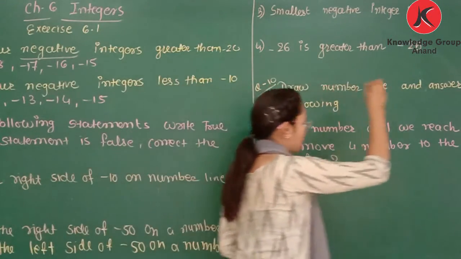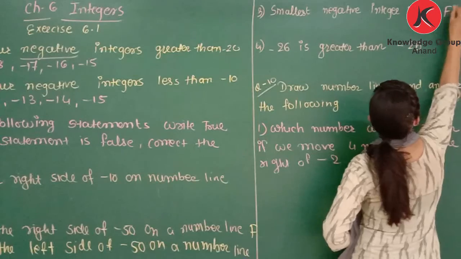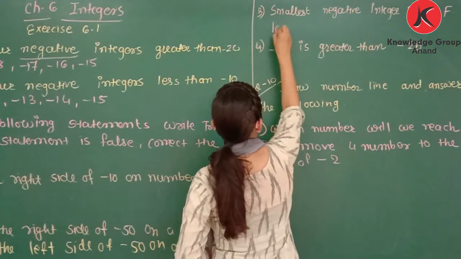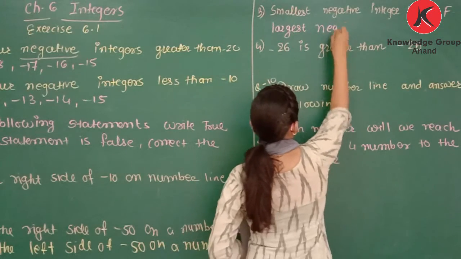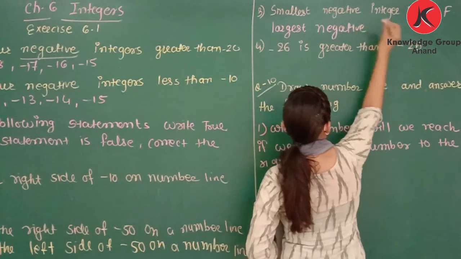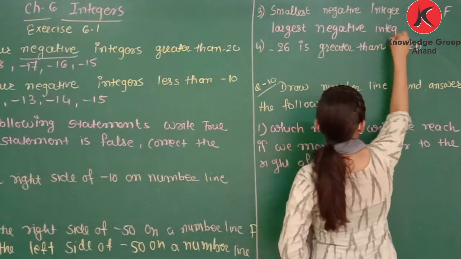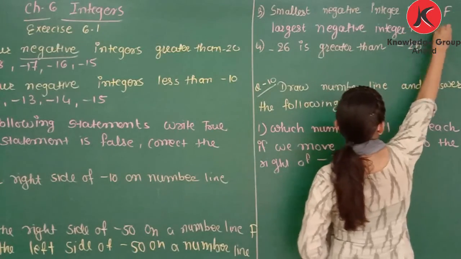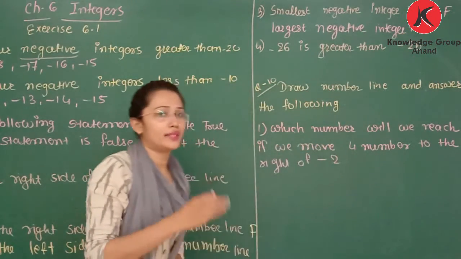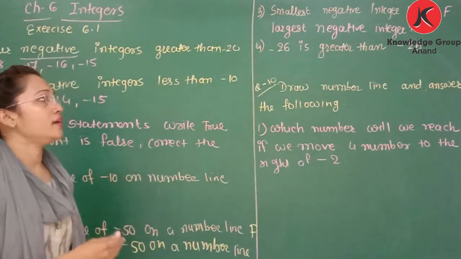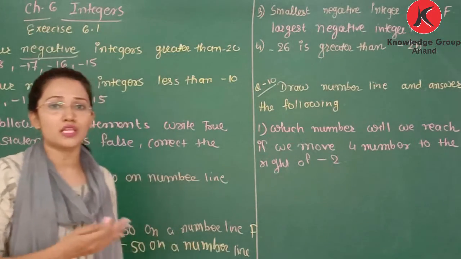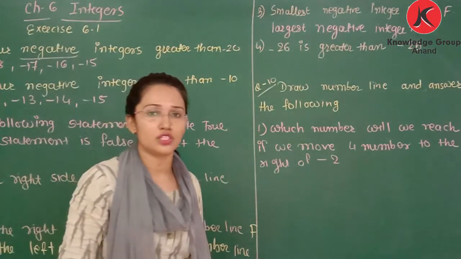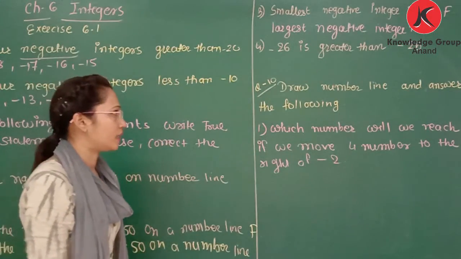So the statement is false. Why? Because the largest negative integer is -1, because all numbers that are negative other than -1 are less than -1. -1 સિવાયના બધા જ નેગેટિવ ઇન્ટીજર શું થાય? એનાથી નાના.